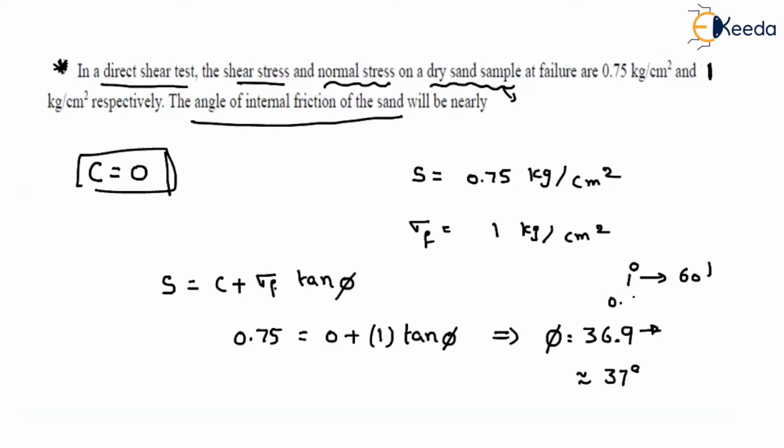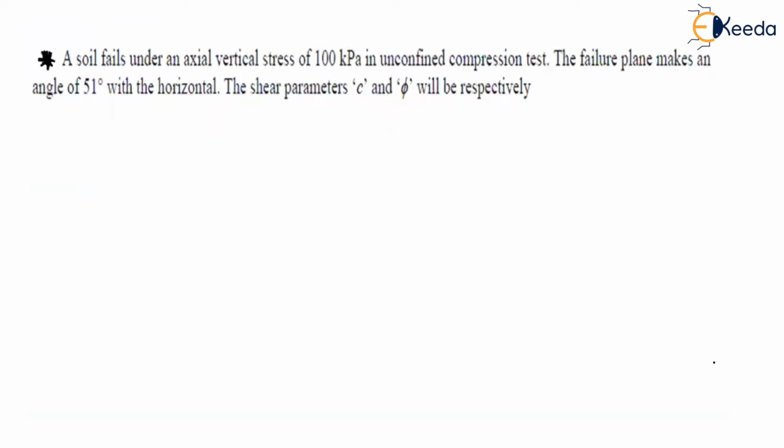Now, if it is 0.9 degree, how many minutes will it be? 0.9 into 60, how much? 54 minutes. So if you want to represent it exactly, you should write 36 degrees 54 minutes. Otherwise, you can simply represent it as 37 degrees. It depends upon the question, whether they are asking up to how much degree accuracy. If nothing is mentioned and there are options, you can say directly 37 degrees and pick this. So it is a directly formula oriented question. Now move on to the next.